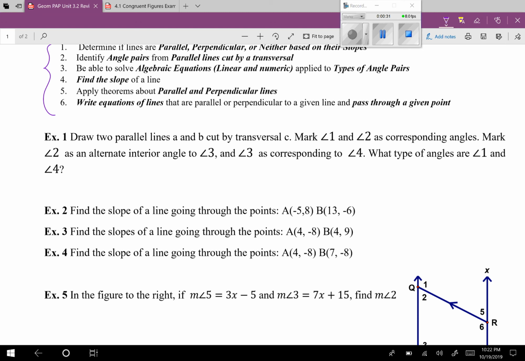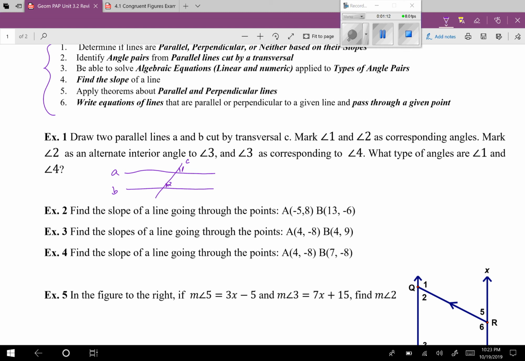So example 1, it says draw 2 parallel lines A and B cut by transversal C. So here we go. There's A and there's B. And here's transversal C. Now it says mark angle 1 and angle 2 as corresponding angles. Just choose any 2 corresponding angles here. So here's angle 1, and then this is going to be angle 2 right there because they have to be corresponding.